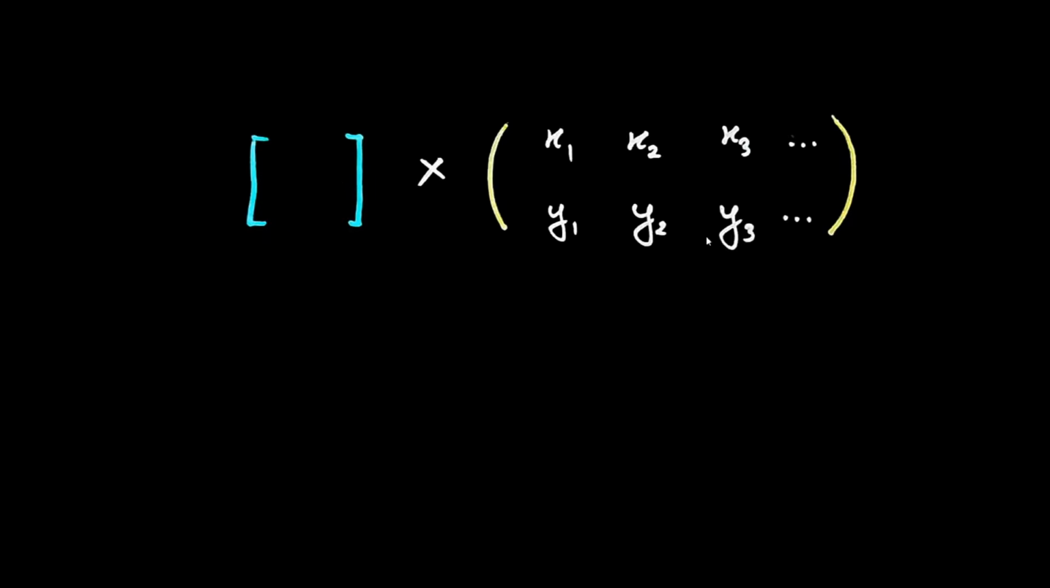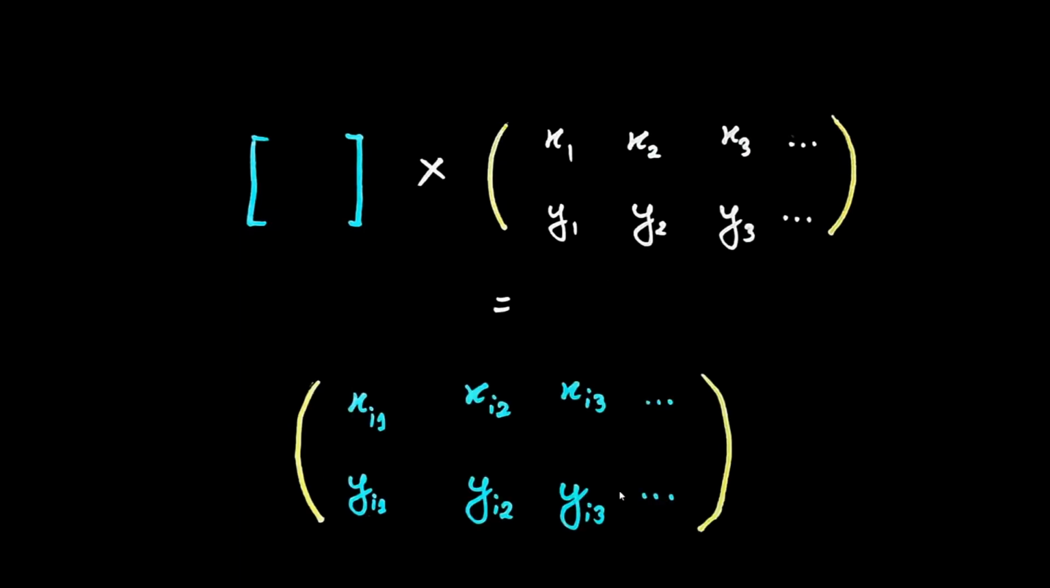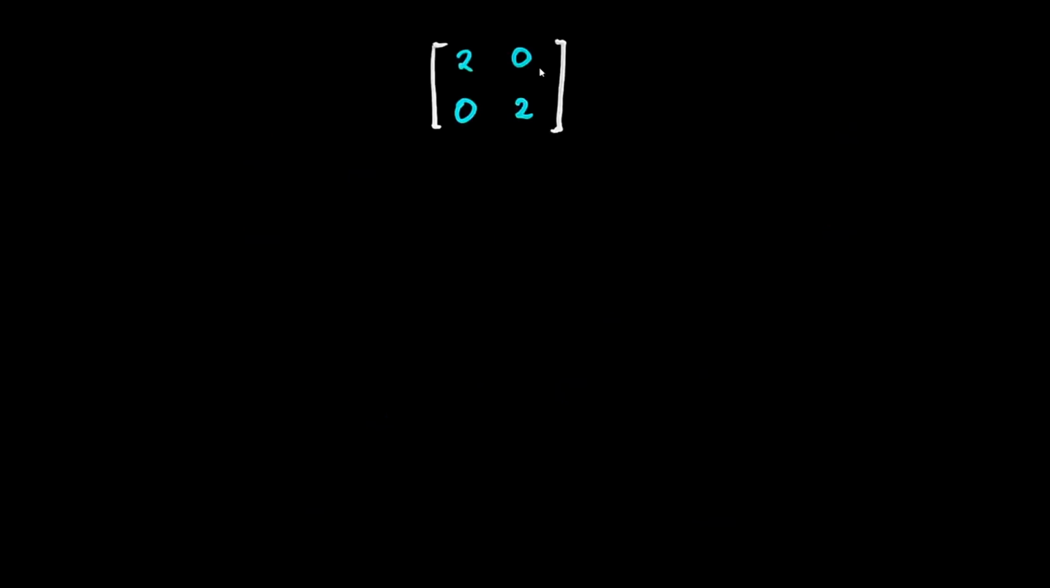And after you perform the multiplication operation on this, then you'll get the answer as another set of coordinates. And this set of coordinates will define your image. These will be the coordinates for the image produced by this transformation matrix. For example, let's consider the matrix [2, 0, 0, 2].